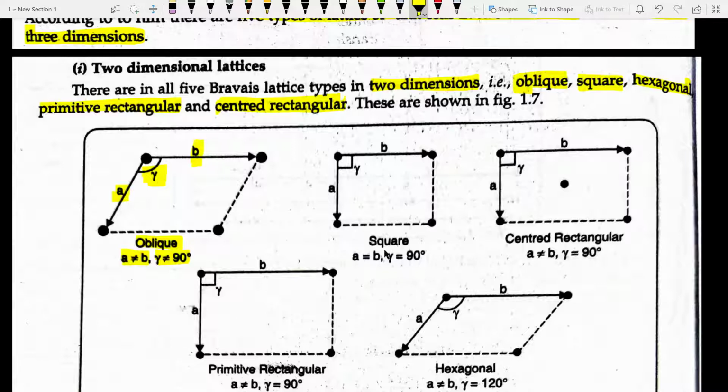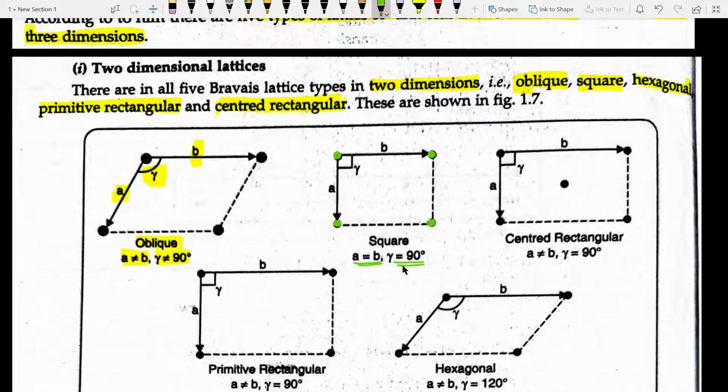Next is square lattice. So here atoms, molecules, ions in a crystal structure are present at the corners of a square. Both the primitive unit vectors are equal because the sides of a square are equal and the angle between them is 90 degree.